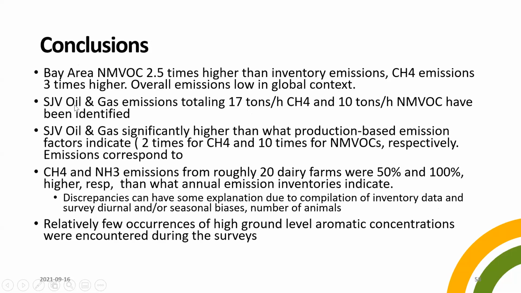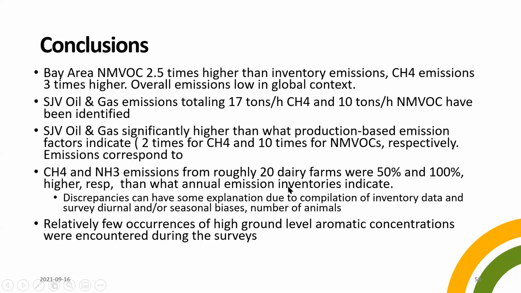In the San Joaquin Valley, the oil and gas emissions totaled about 7 tons per hour of methane and 10 tons per hour of NMVOC that we identified. And these numbers are considerably higher, especially with the NMVOCs, than you get with the emission inventories. Sorry, I made a mistake here. There's a typo here.